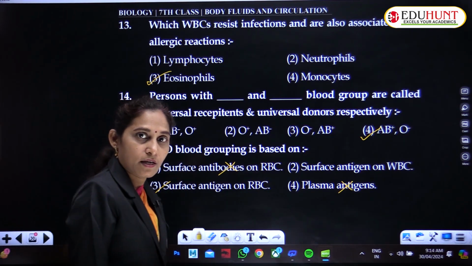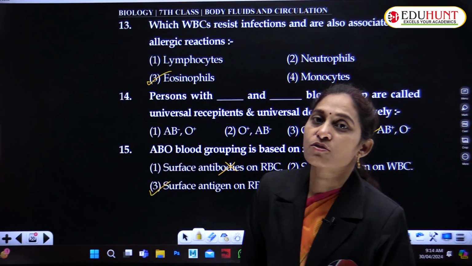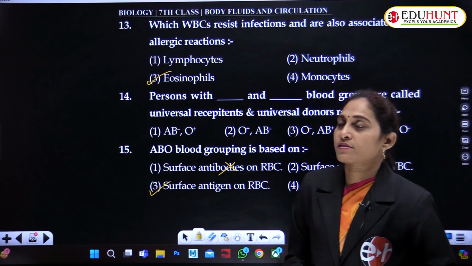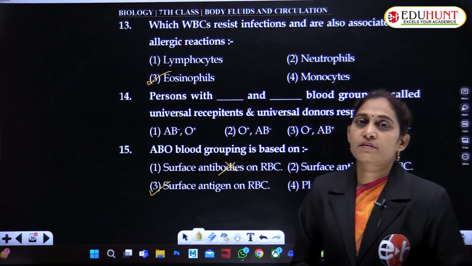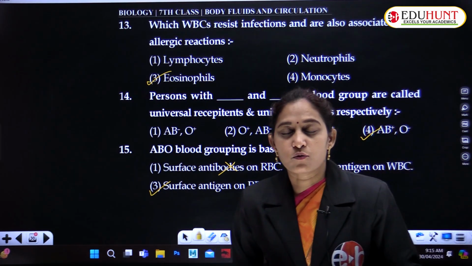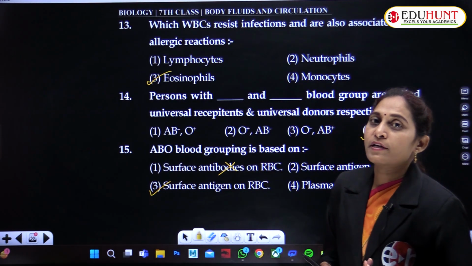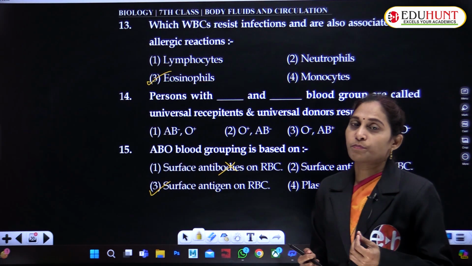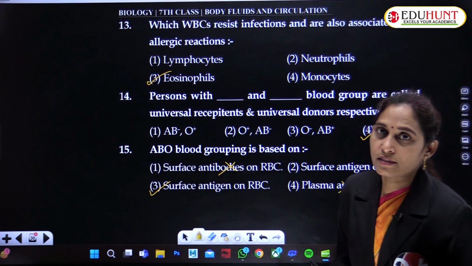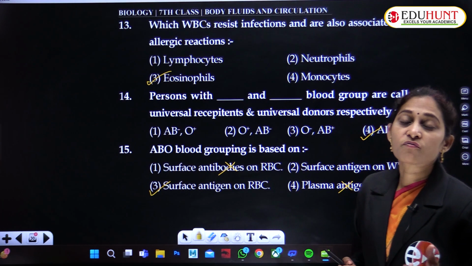So this is regarding the session, dear students, and we have answered these bits regarding blood groups and various components of blood, that is plasma and blood cells, elements of blood.